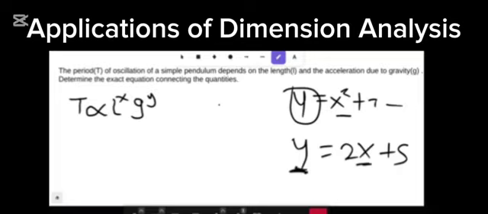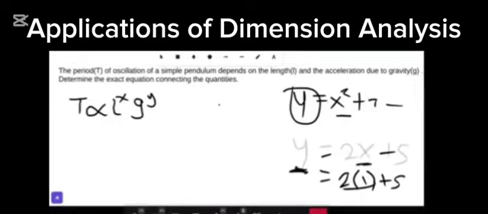For example, if x equals 1, this equation is going to be 2 times 1 plus 5. What is 2 times 1? 2 plus 5, 7. So y is going to be 7 when x equals 1. If you give x another value, 3, y will change. So y depends on x.